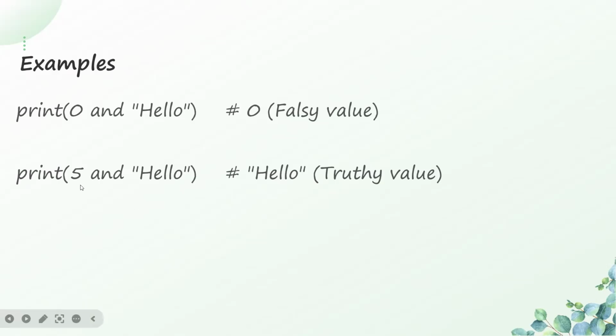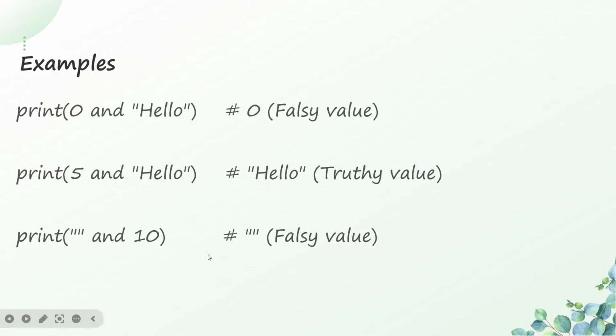Print 5 and hello, because 5 is not falsy, 5 is true. Sorry about this, please. This one is false, 0 is false. Python will return 0. That is why it will return 0. Here, 5 is true. Since the first operand is true, Python will return the second operand, which is hello.